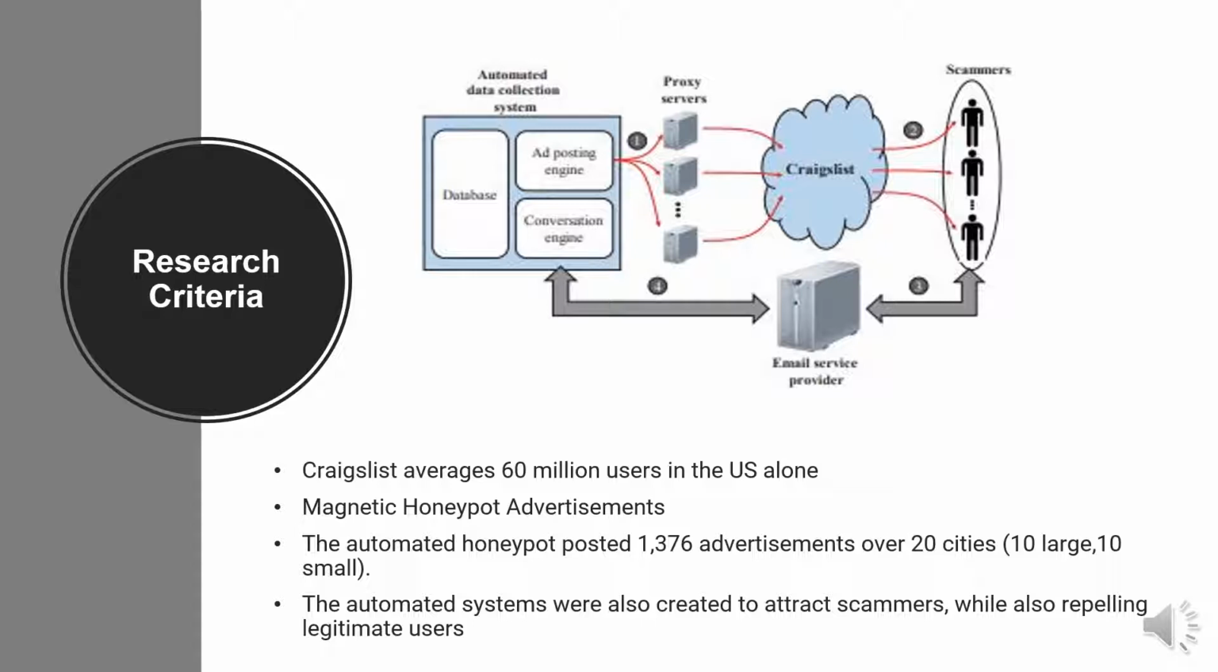The automated honeypot posted 1,376 advertisements over 60 large and small cities, and was also created to attract scammers while repelling legitimate users. This was done by deliberately making the ads specifically unattractive to real users by, for example, listing a used iPad at a higher price than a new one.